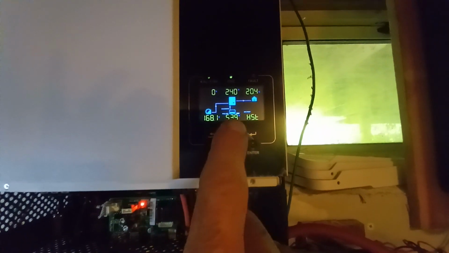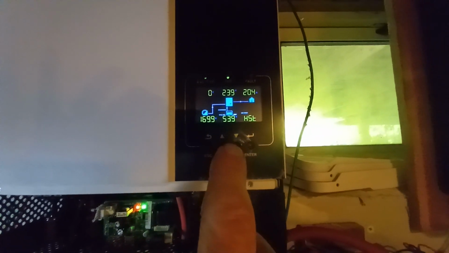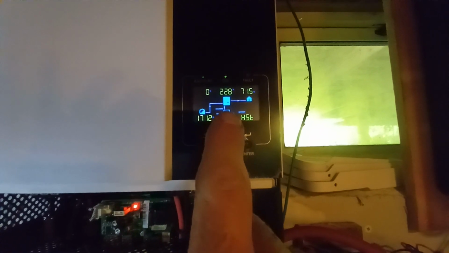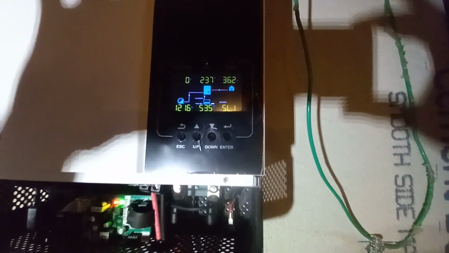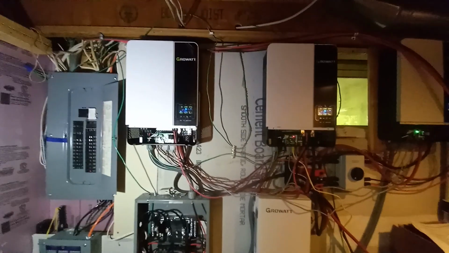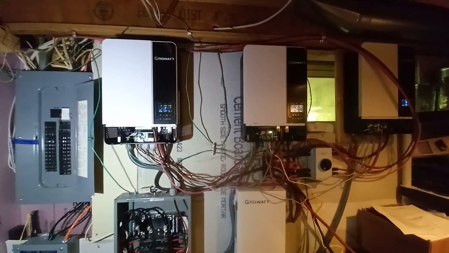But if you notice, I'm running an air conditioner, 2.5 ton, and this little arrow over here is going down. So it's still actually charging the batteries. This one is going up, so that one's not charging. Oh, there it went back down. So this one is now charging. So completely doable without a soft starter on your air conditioner.